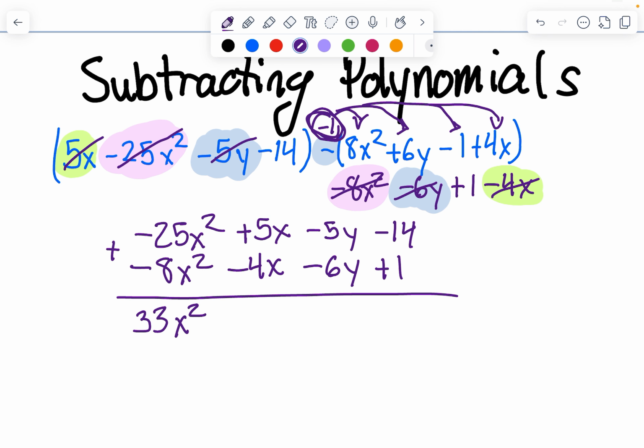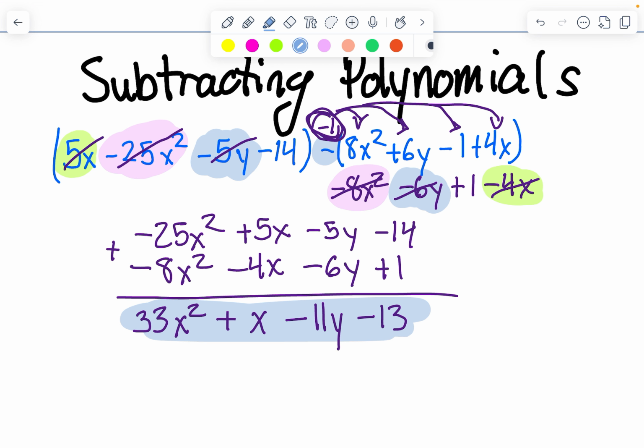33x squared. 5x plus negative 4x, I'm going to get a single x, so plus x. Negative 5y plus negative 6y is going to continue to be negative, with a negative 11y. And finally, negative 14 plus 1 is going to get me negative 13. And there would be our final answer.